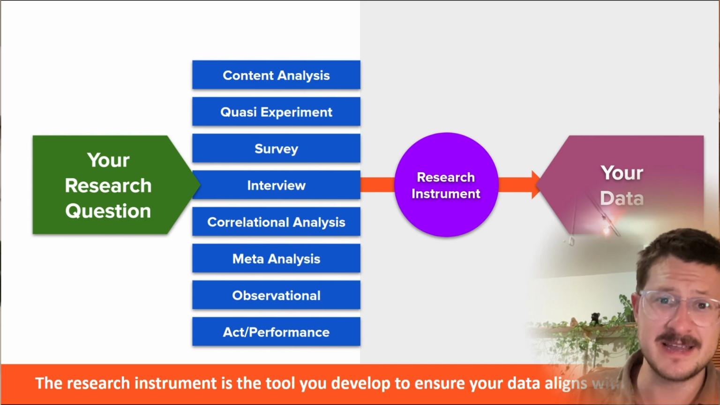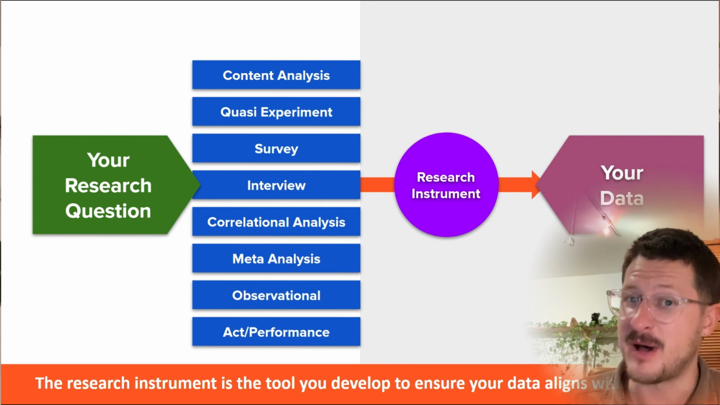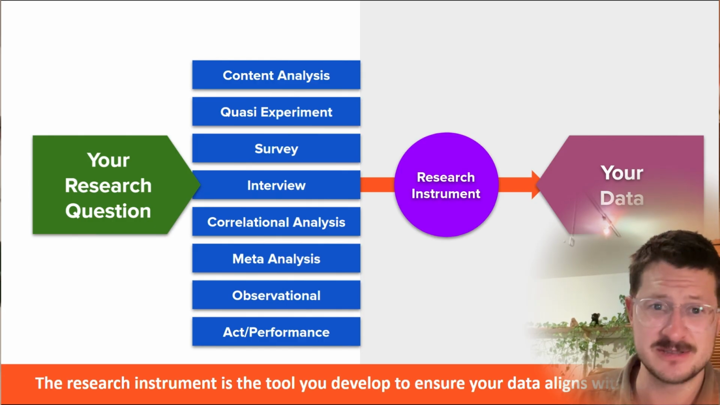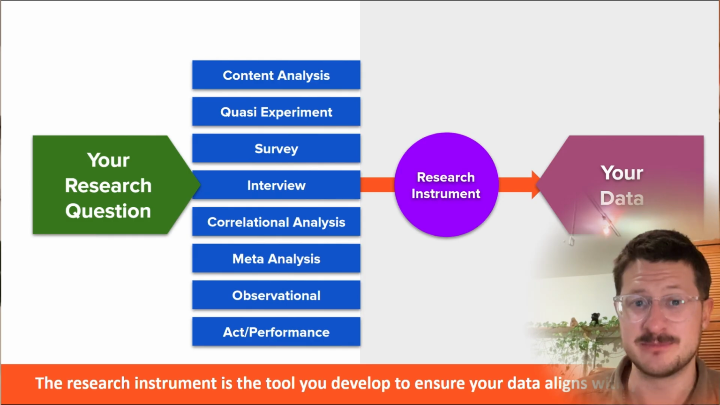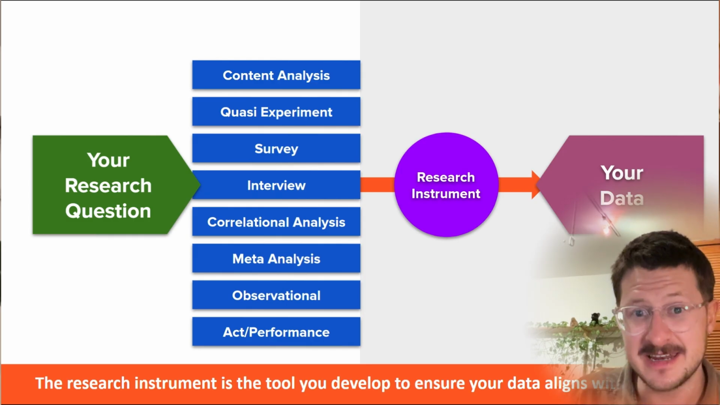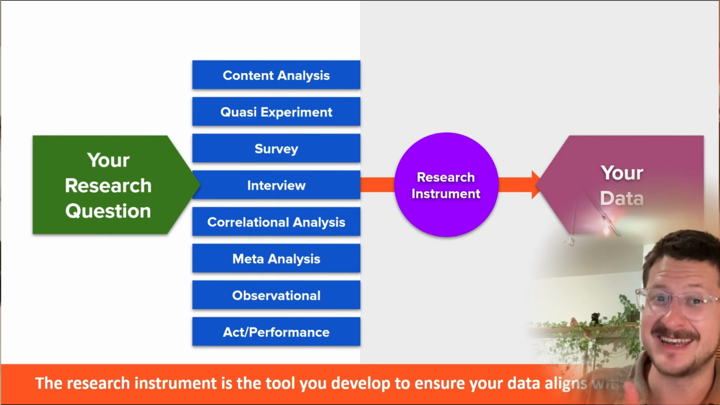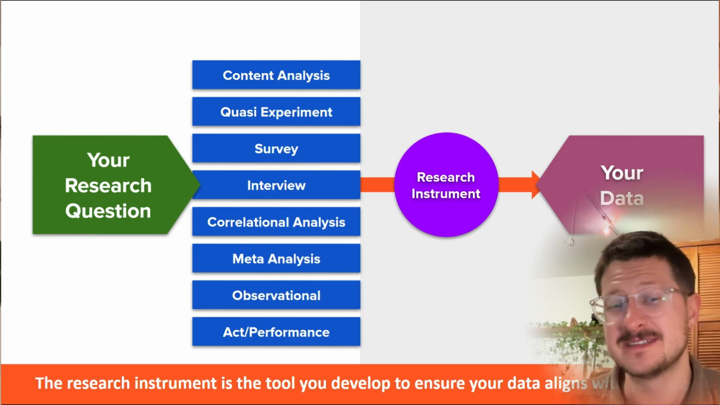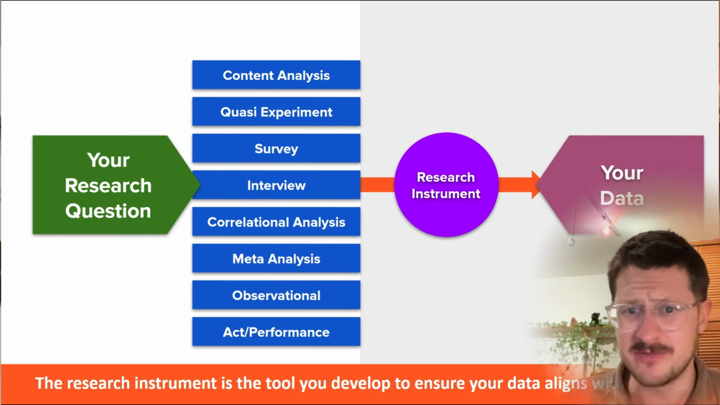We have quasi-experiments, surveys and interviews, which are some of the most popular amongst AP Research students because it's quite easy to fulfill the requirements of making something reproducible as well as something that is bringing new data and understanding to the field. Then there's correlational analysis, which is what today's video is about, but there's also a bunch of other ones, including meta-analysis, observational, acts, and performances, and all of this is really available to you.